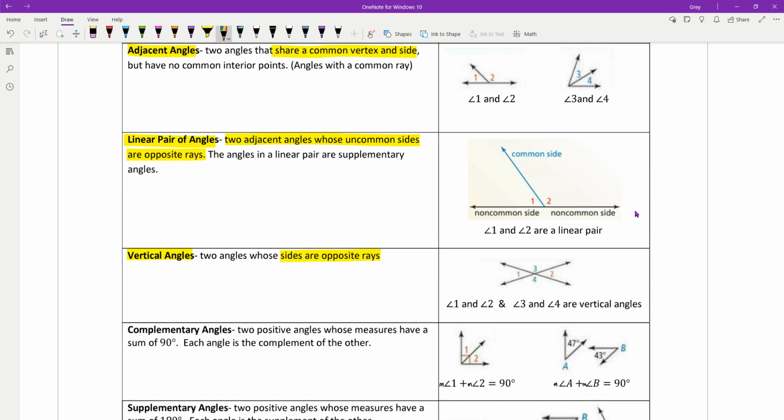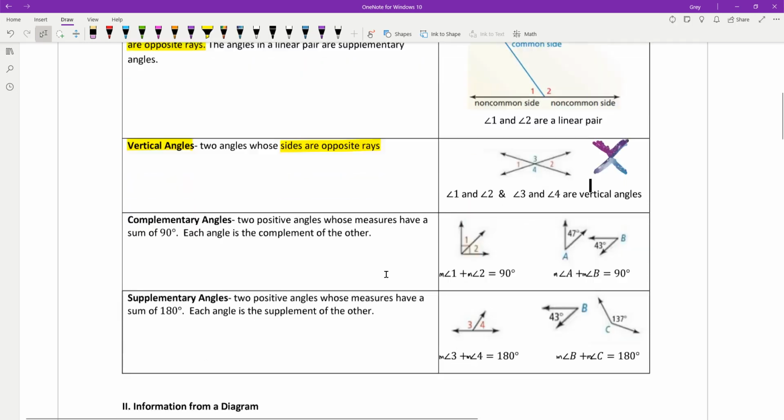Okay, vertical angles, two angles whose sides are opposite rays. So if you look at this, this right here is an opposite ray to that right there. Those are opposite rays. And the other side, this is an opposite ray to that. So those are your opposite rays. And some people actually like to draw it like this. If you look at that, this right here is a V. This is an upside down V. Those are your vertical angles. So 1 and 2 are vertical angles. 3 and 4 are vertical angles. You're going to see those a lot. They're going to come in handy.